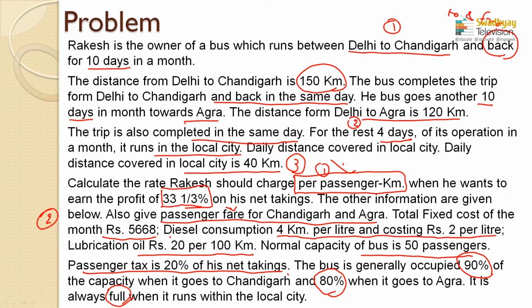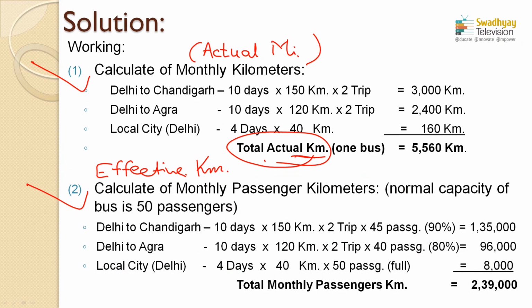So, let us begin to find out the actual mileage on the basis of the question. What information is required to find out the actual mileage? The first information required is how many days it works, so 10 days. The second information is the distance in kilometers. And the third information is it is Delhi to Chandigarh and back on the same day, that means it is a to and fro trip, a two-way route. On the basis of that we will find out the actual mileage.